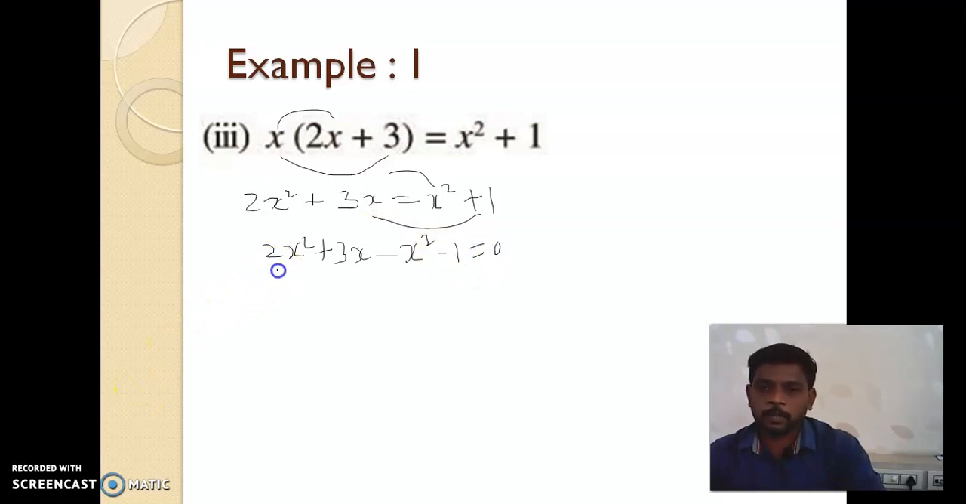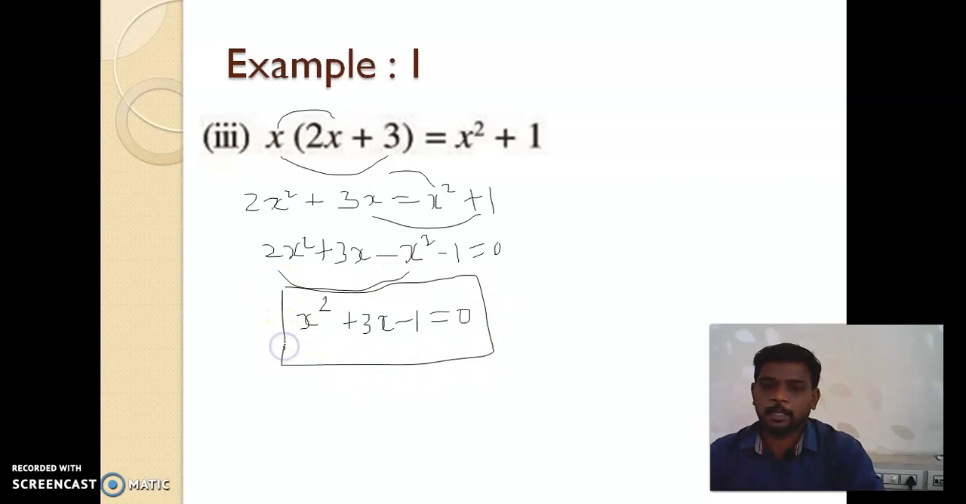So now 2x² minus x², so subtract it, so 1x² + 3x - 1 = 0. Is it possible to simplify further? Not at all possible. Therefore in this result, x has the maximum power of 2 only. Therefore this expression is nothing but a quadratic equation, right?